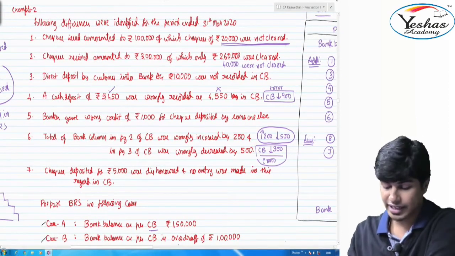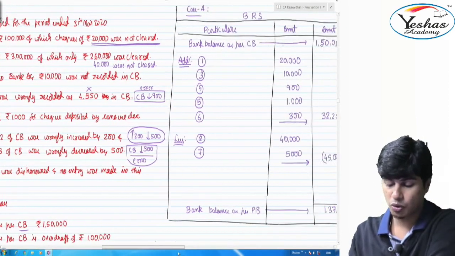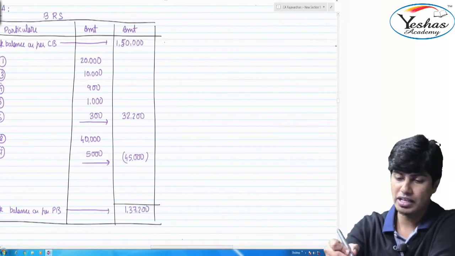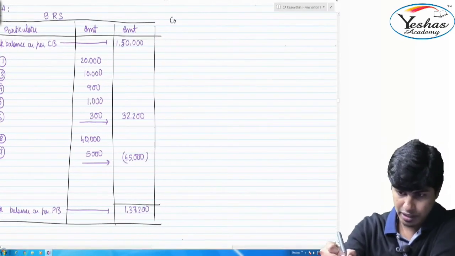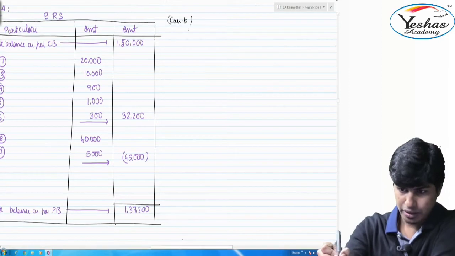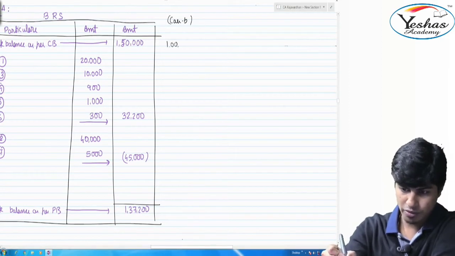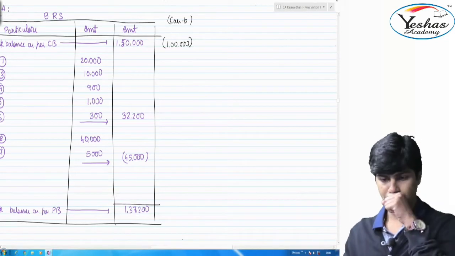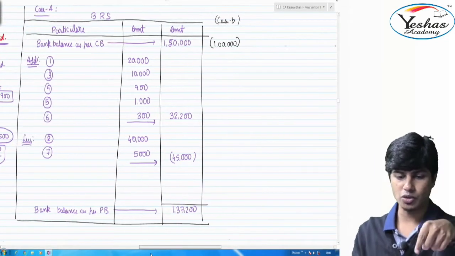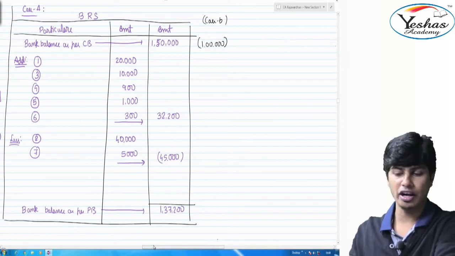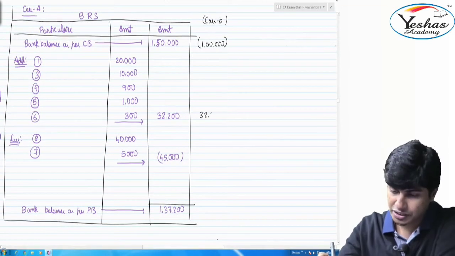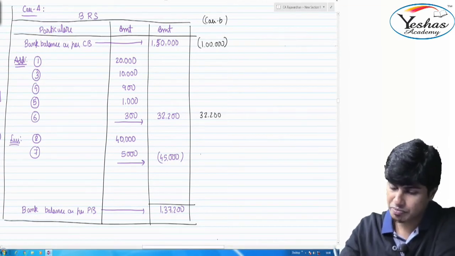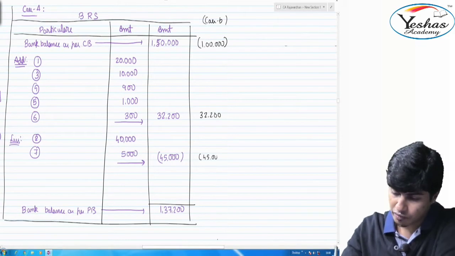So regarding case B, cash book overdraft is 1 lakh. Other than that, the rest of the answer is the same. So I will write my case B here. My opening balance would have become 1 lakh and it would have become overdraft. So what is it? Bank balance as per cash book is overdraft of 1 lakh. This addition of 32,200 would be the same. This deduction of 45,000 would be the same.